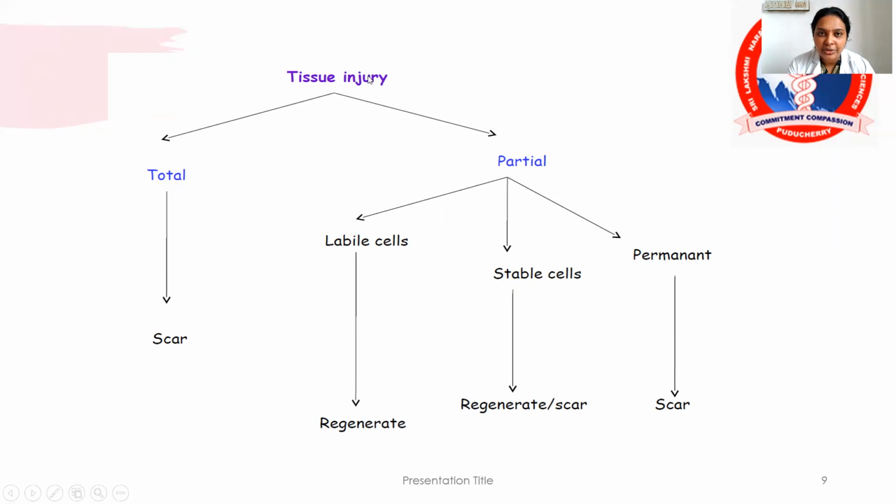So if there is a tissue injury, and the tissue injury is total, then it results in scar formation. If the tissue injury is partial, then depending upon the type of cells in which the injury occurs, the mode of repair also differs. For example, in labile cells, it regenerates. In stable cells, it regenerates or it may lead to scar formation. In case of permanent cells where there is no effective regeneration, it results in scar formation.